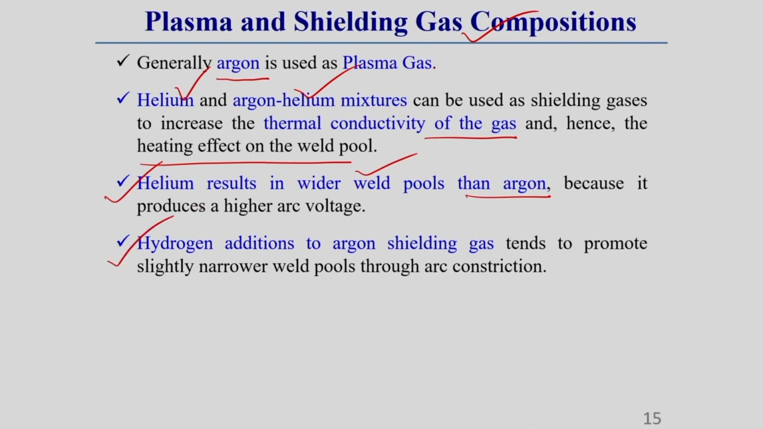Now, once we add hydrogen to the argon shielding gas, it tends to promote slightly narrower whirlpools through the arc constriction. What I am telling, understand? So, hydrogen addition to argon shielding gas tends to promote slightly narrower whirlpool through the arc constriction. So, keep these things in mind. That means, once we use hydrogen with argon gas, further constriction of the arc takes place.